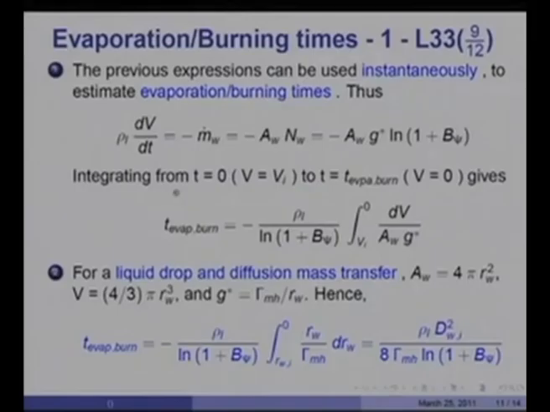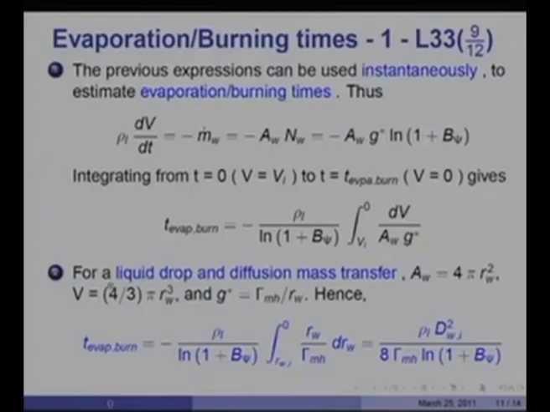Then integrating this from time t equal to 0 to complete evaporation, when the volume disappears, gives us the relationship: T evaporation or burn is equal to minus rho L over ln(1 plus B psi) times the integral from V initial to 0 of dV by A w G star.